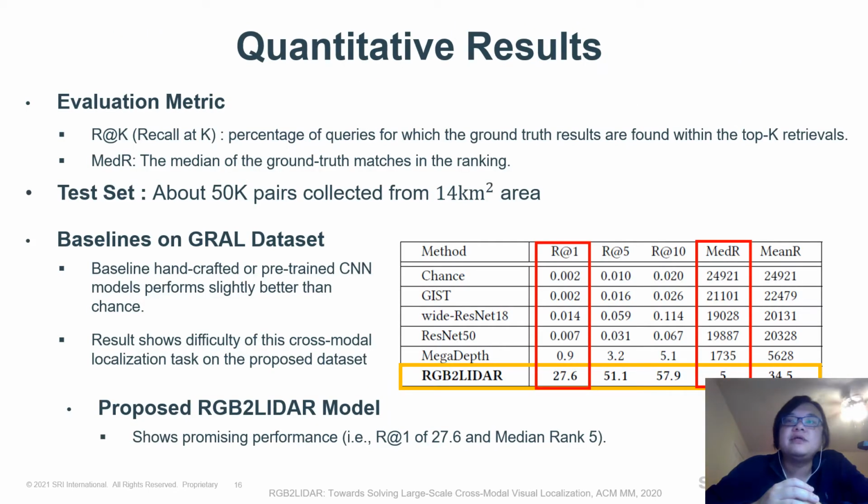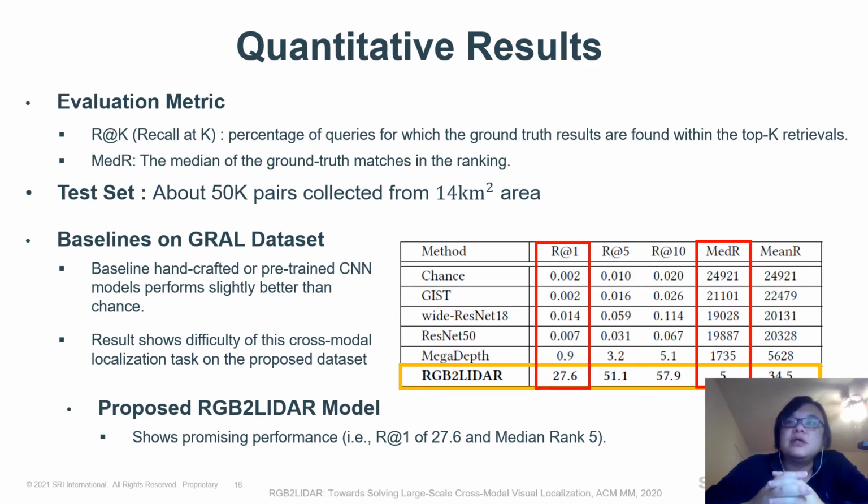We use different evaluation metrics to show our results. For example, R at K, recall at K, means the percentage of queries for which the ground truth results are found within the top K retrievals. The median R means the median of the ground truth matches in the ranking. For our evaluation, the test set includes 50K pairs of data collected from a 14 square kilometer area.